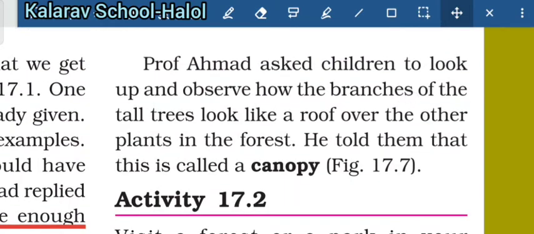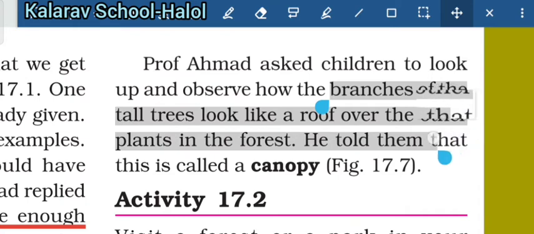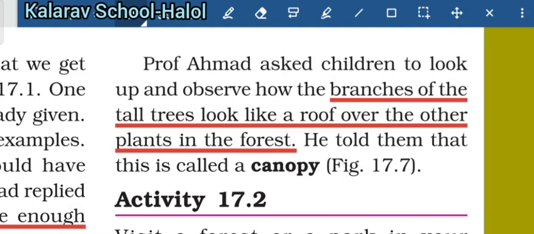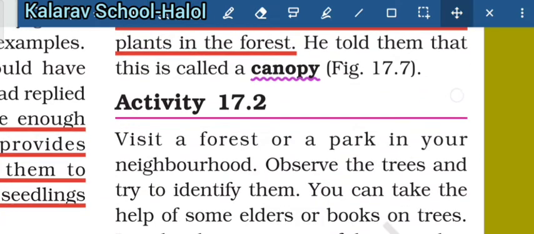Professor Ahmed asked children to look up and observe how the branches of tall trees look like a roof over the plants in the forest. So some branches look like a roof over the plants in the forest. That is called canopy. So what is canopy? Branches of tall trees that look like a roof for other plants. That roof for other plants is called canopy.